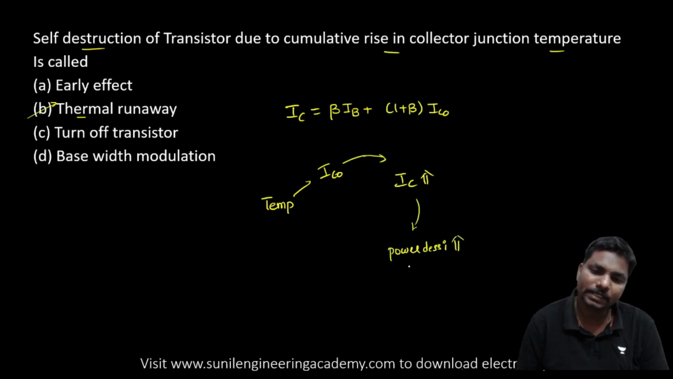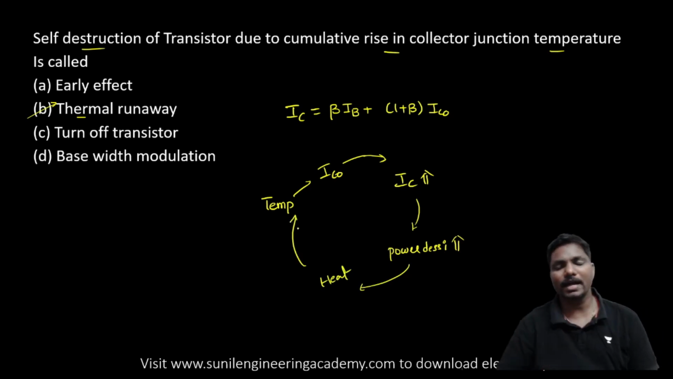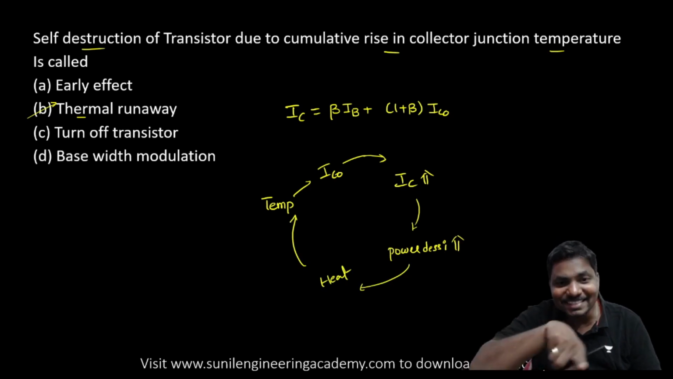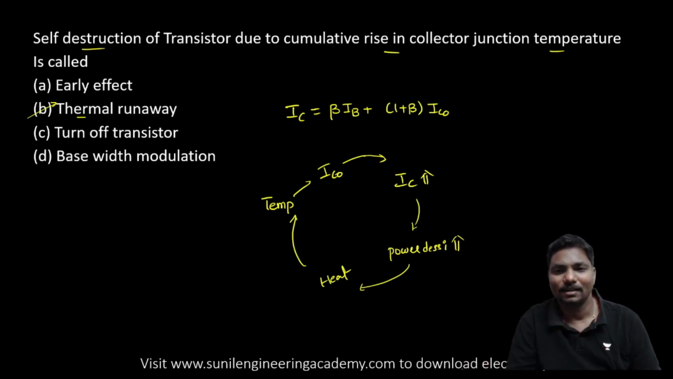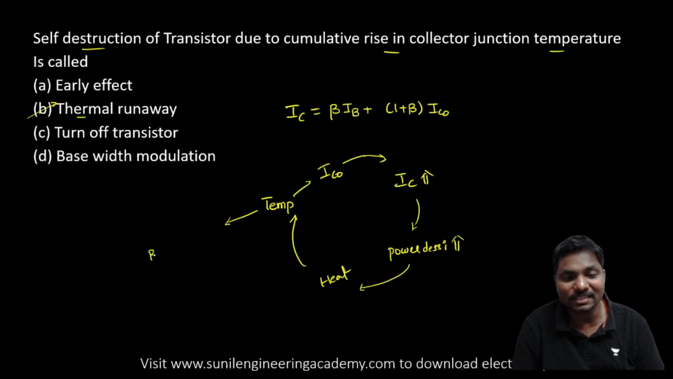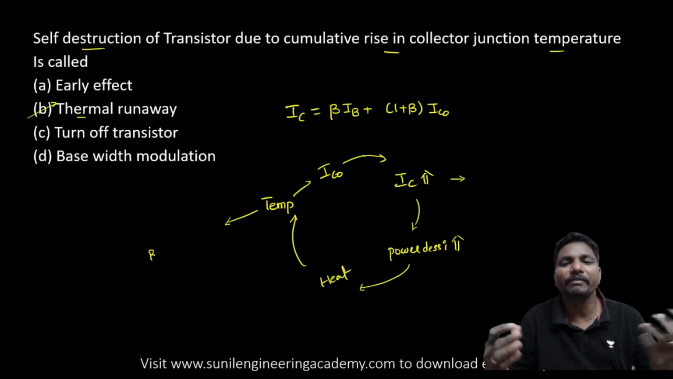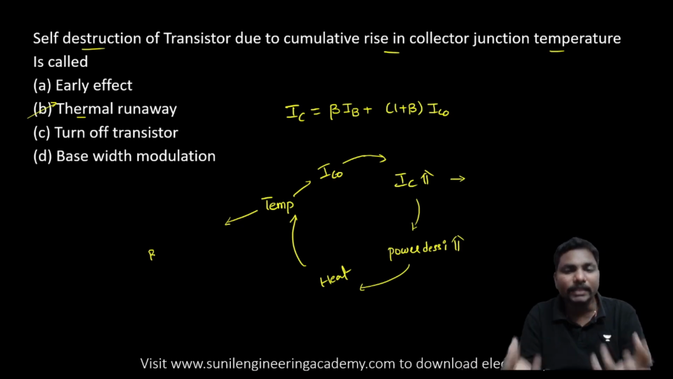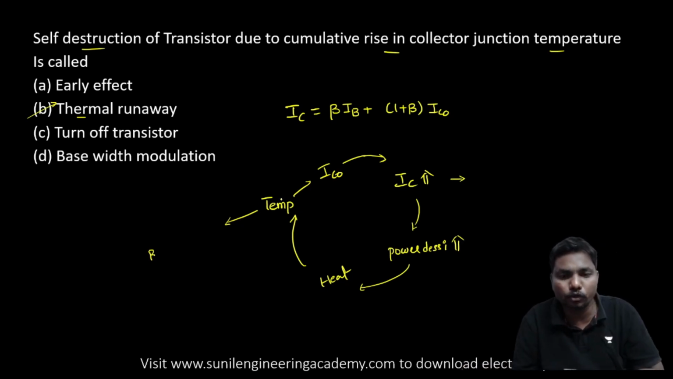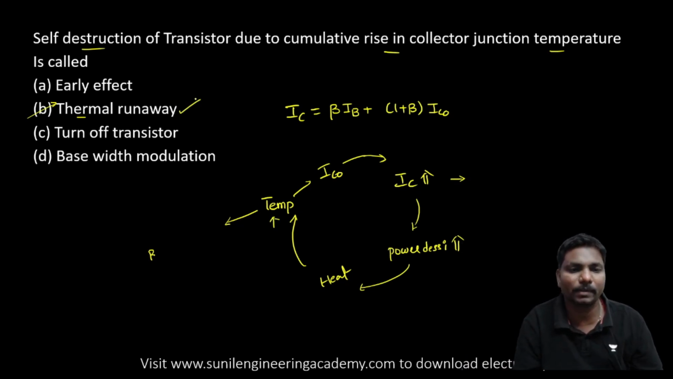As power dissipation increases, heat increases. As heat increases, what happens? Again temperature increases. This is a cumulative cycle. Again IC naught increases, again IC increases, again power dissipation increases, again heat increases, again temperature increases. Then whenever the temperature increases beyond a safe value, or IC naught increases beyond a safe value, the transistor will be destroyed on its own. This self-destruction of transistor due to cumulative rise in temperature is nothing but thermal runaway.